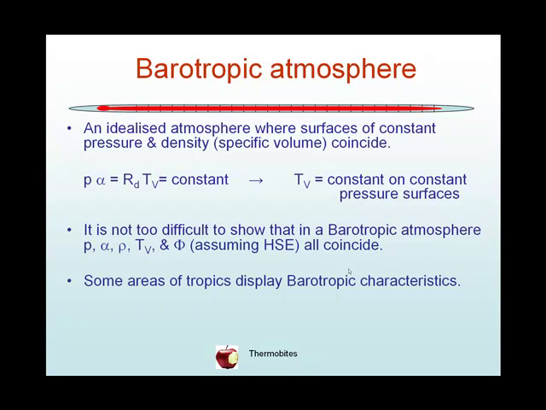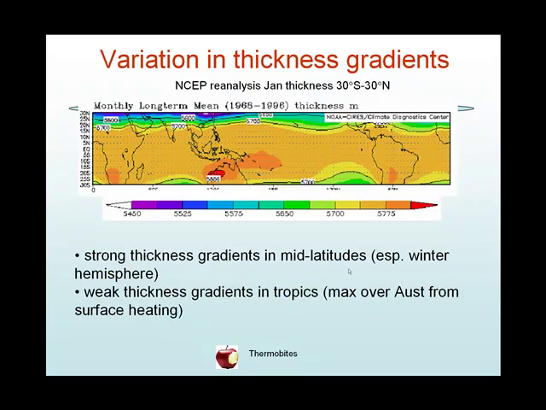Some areas of the tropics may be characterized by a barotropic atmosphere. We can see that by looking at the NCEP reanalysis of the January thickness field from 30 south to 30 north. And you can see that large areas of the tropics are characterized by weak gradients in the thickness, which means weak gradients in virtual temperature and pressure. An exception is over northwestern Australia, where there's a maximum in surface heating associated with the heat low. Otherwise, the gradients in thickness are typically weak.